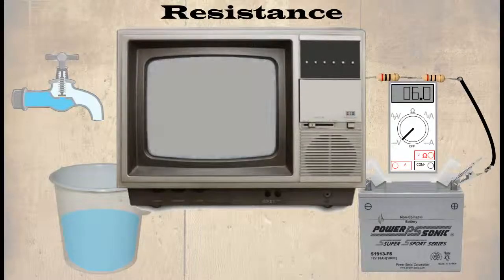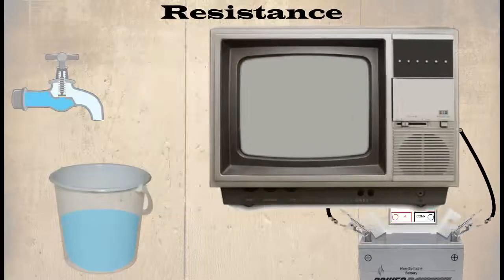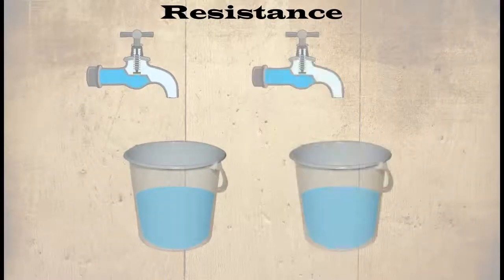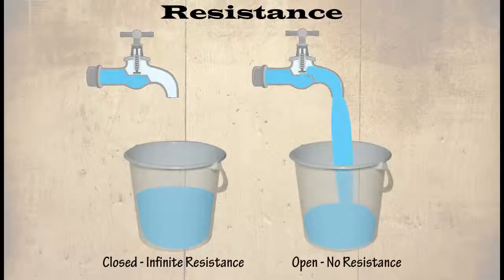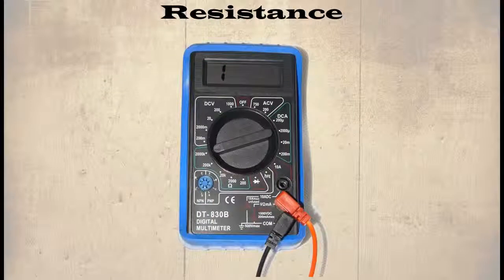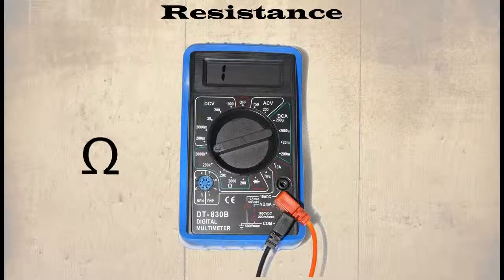Our only interest here is infinite resistance and no resistance. We can relate this back to our tap. It is either closed, so no water can flow, or fully open. Electrical resistance is measured in ohms. The more ohms we have, the greater is the resistance. This is the sign for ohms.